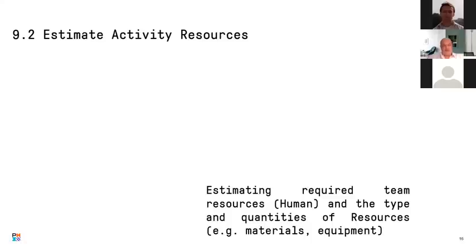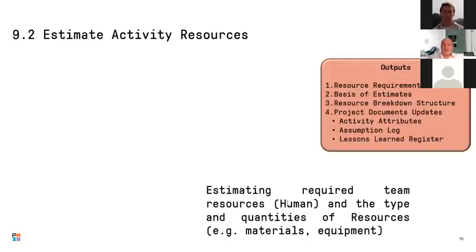The second process we're going to talk about is estimate activity resources. In the beginning, we're going to know how many resources we need. So estimating required team resources, which is the human, and the type and quantities of the resources like the material, equipment, cars, laptops, renting a space, all these physical spaces. The outputs here will be the resource requirements and the basis of estimates, as well as the resource breakdown structure and updates for the different documents that we have prepared.